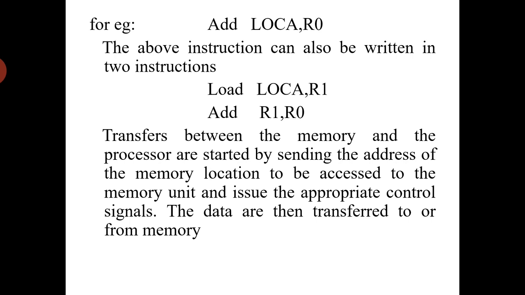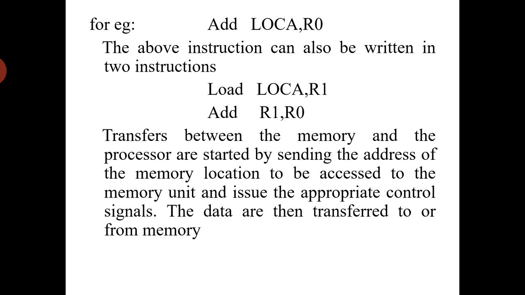Okay, and next, add R1 comma R0. So what is the data present in R1? Whatever the data present in location A is transferred to R1. So the data present in R1 is going to be added with the data in the R0 register, and then finally the result is stored in the register R0.